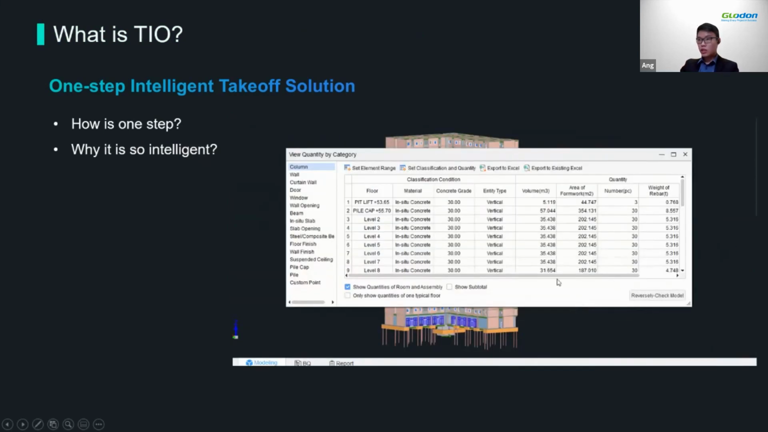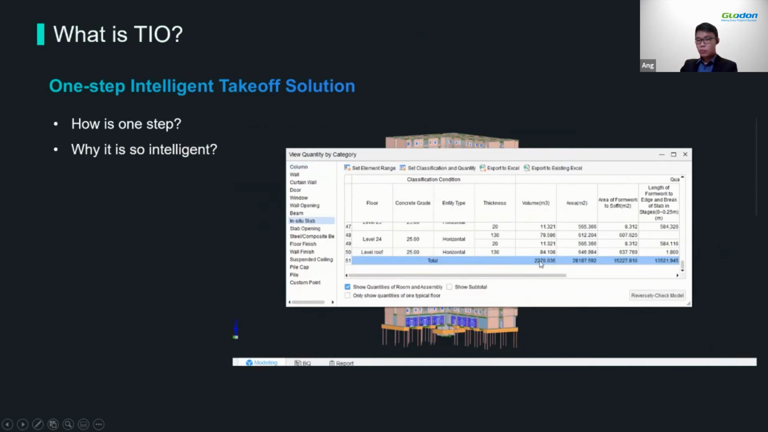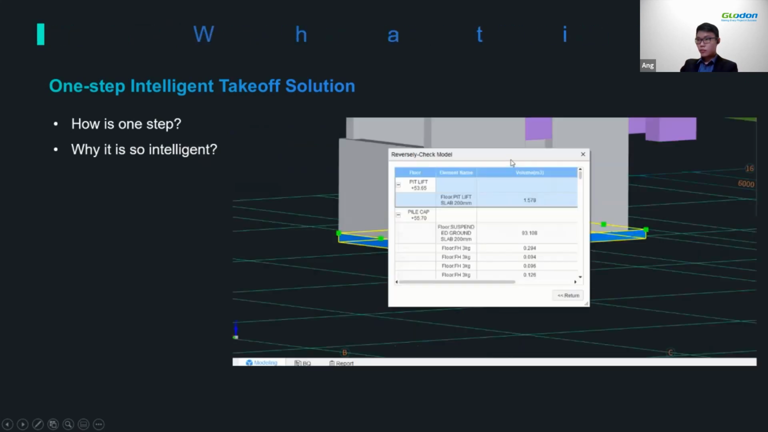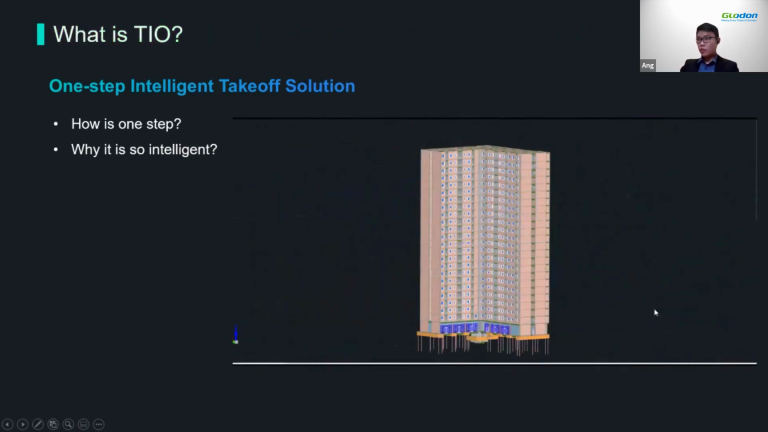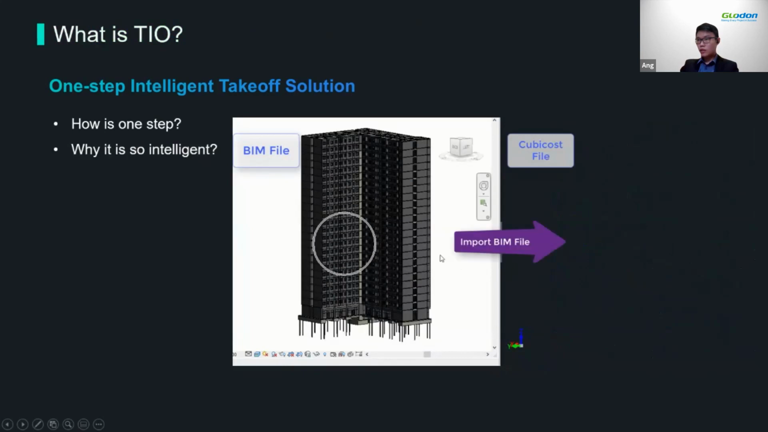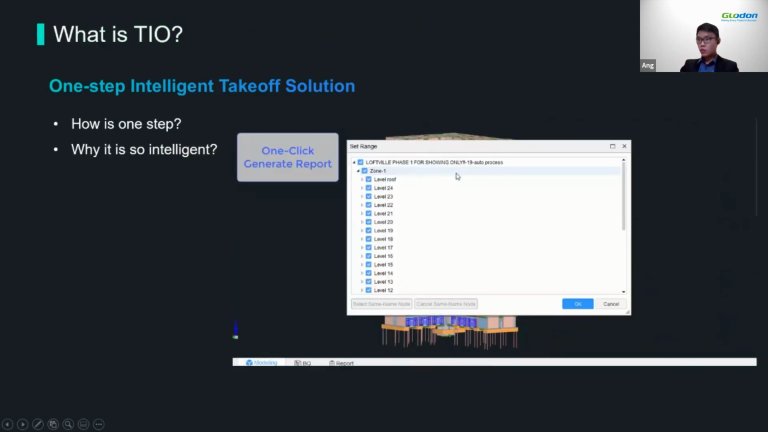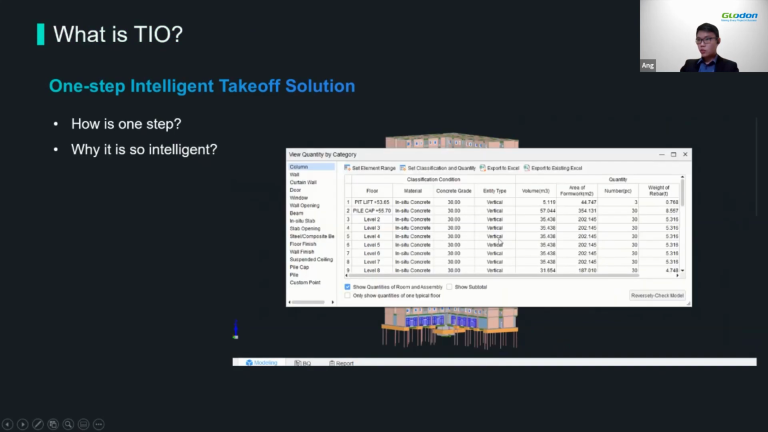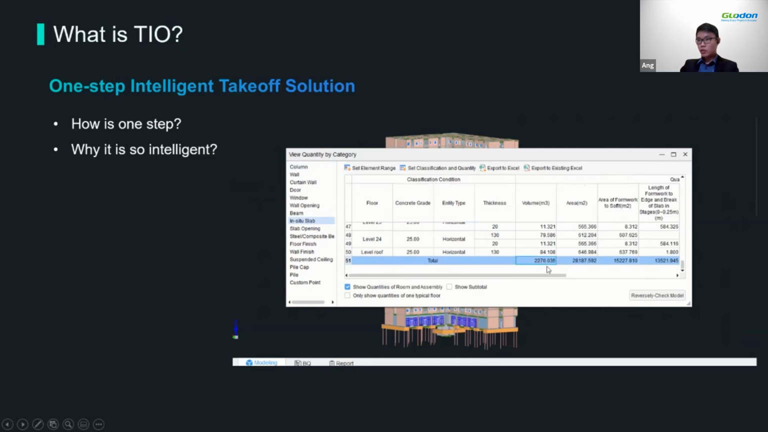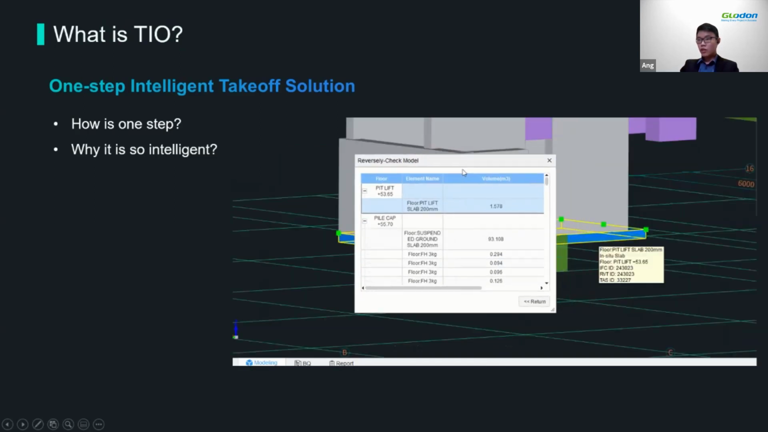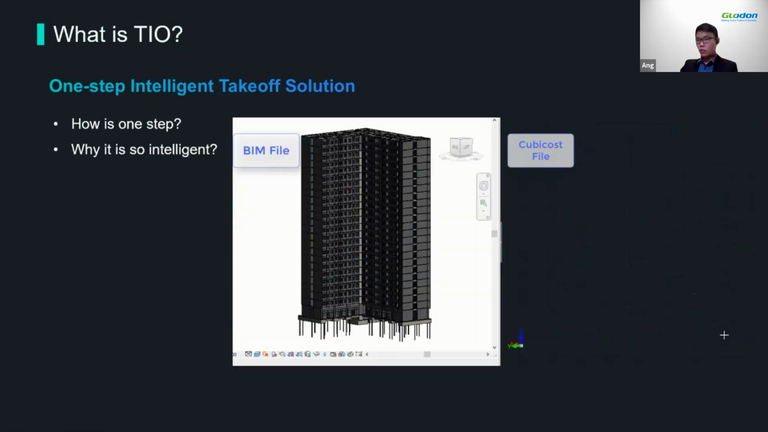Basically, here you can see we have the BIM model, and then we can import it. Let me play this back. So you have your BIM model here on the left-hand side. Then we import that into Cubicost in TIO, and it will generate quantities after we click on calculation. Here, you will see that it will generate the report and all of the quantities based on all of the elements. These are all the elements that we have gotten from the Revit model.